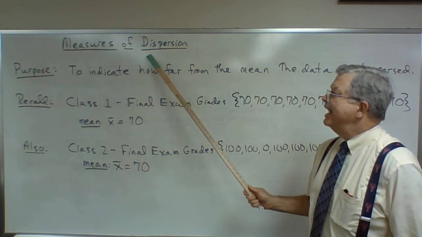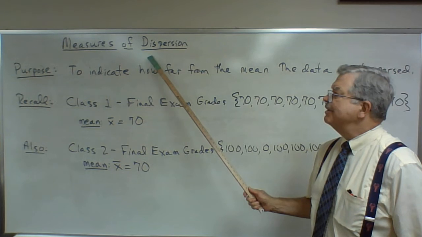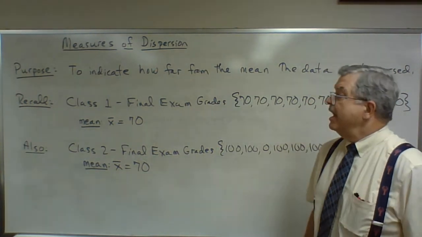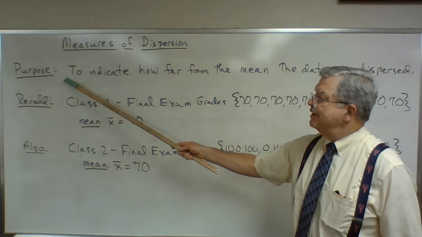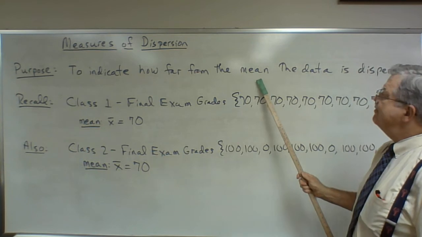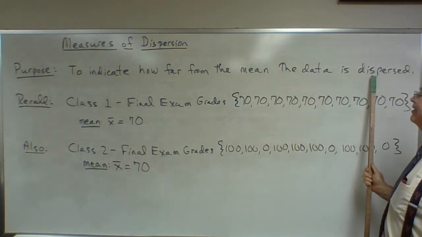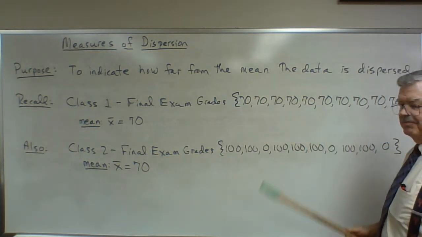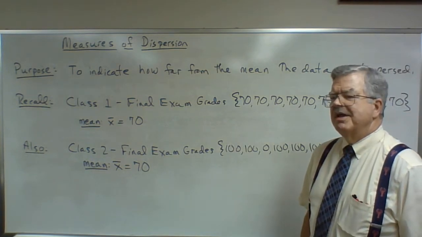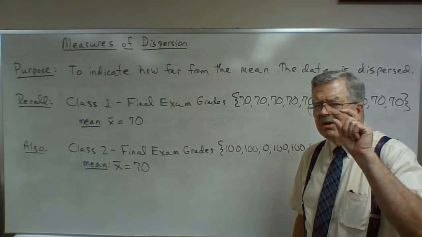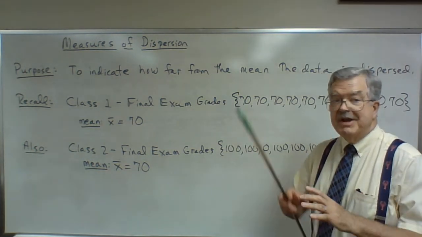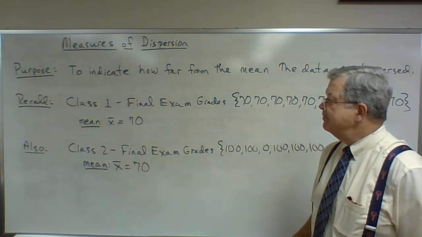Tonight, or today in this class, we're going to talk about measures of dispersion. And the purpose of measuring dispersion is to indicate how far from the mean the data is dispersed. So, is all of the data very close to the mean? Or is all of the data, or a lot of the data, spread far out from the mean?